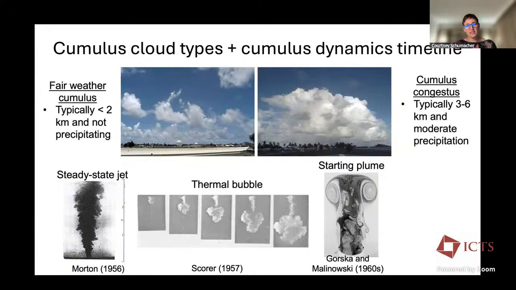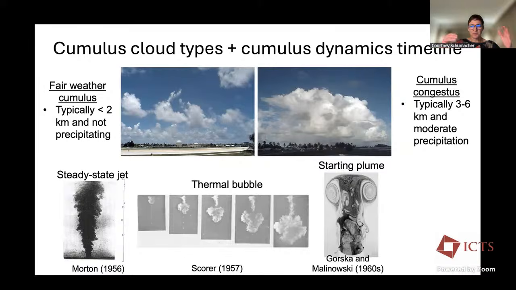And then into the 60s, people started combining those. They started taking the jet and capping it with a thermal. For a long time, the starting plume, or this jet capped by a thermal, was a really popular way to think about convection. And you can see here, again, a nice lab view of the entrainment that's happening.